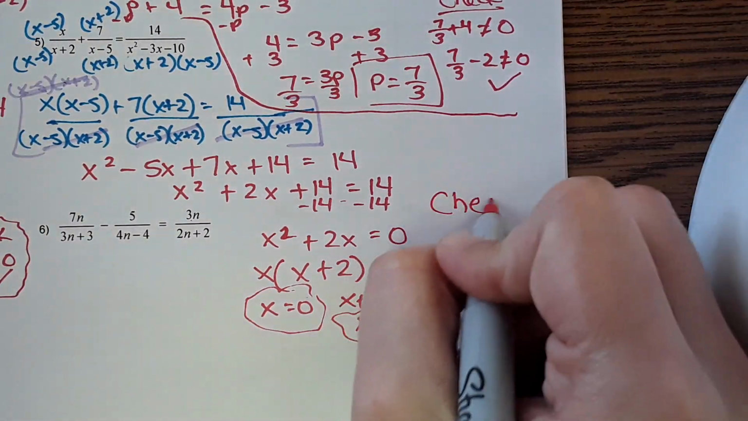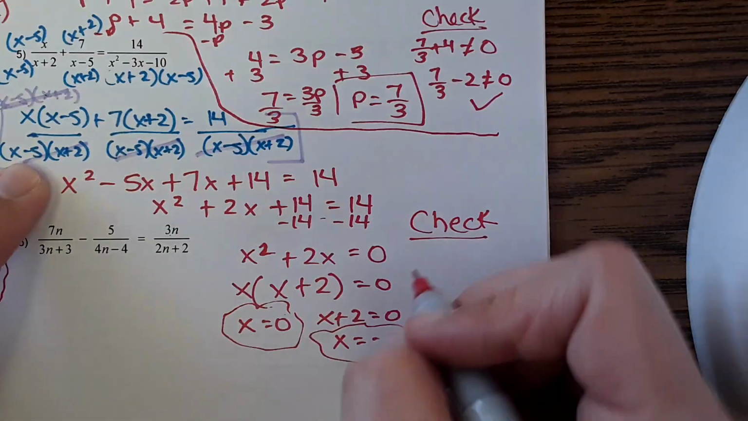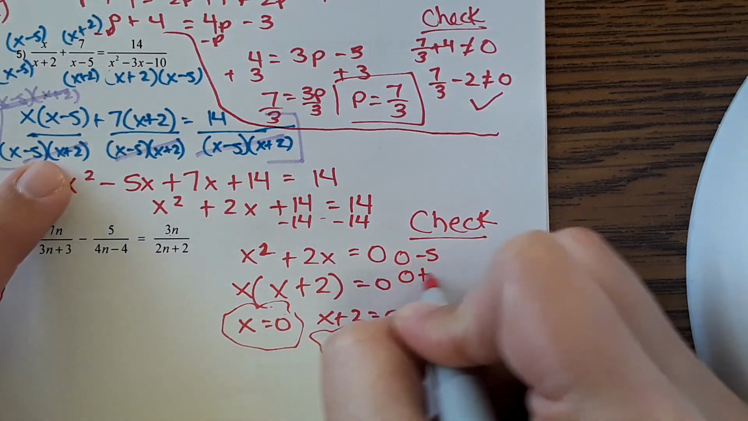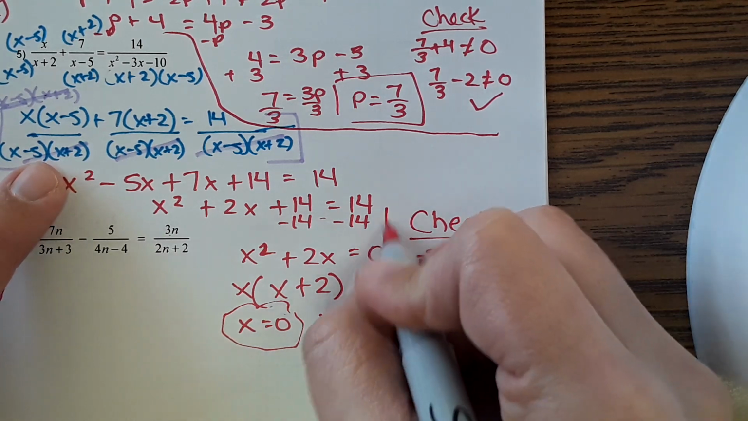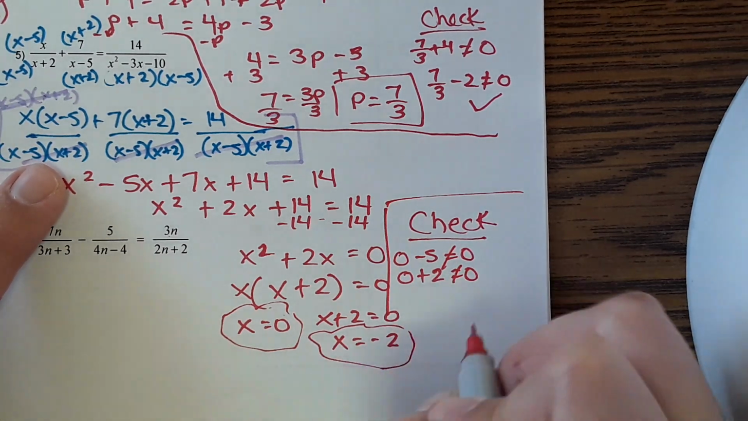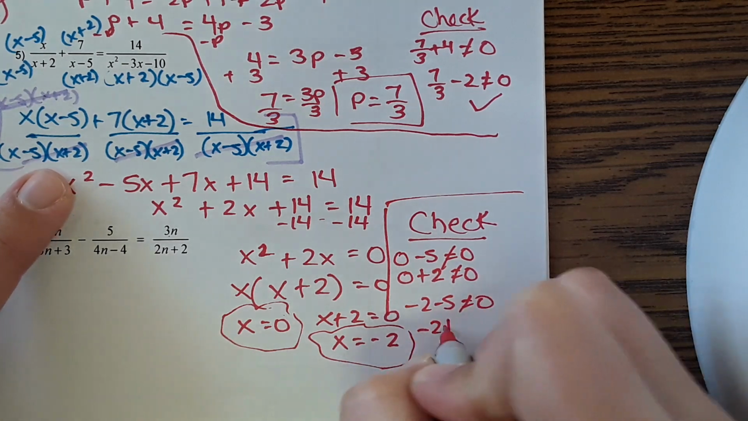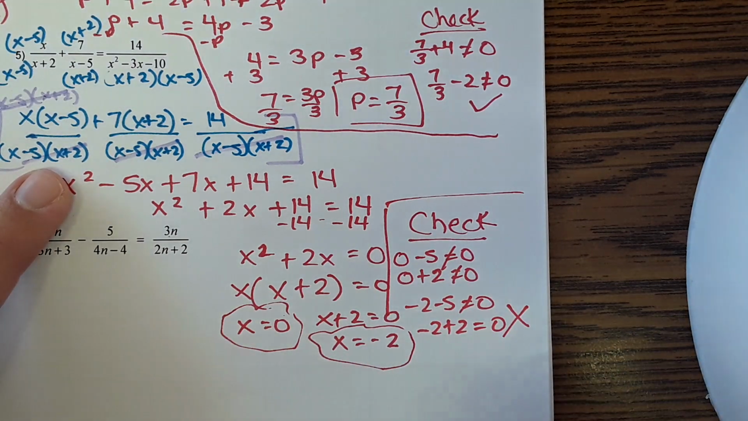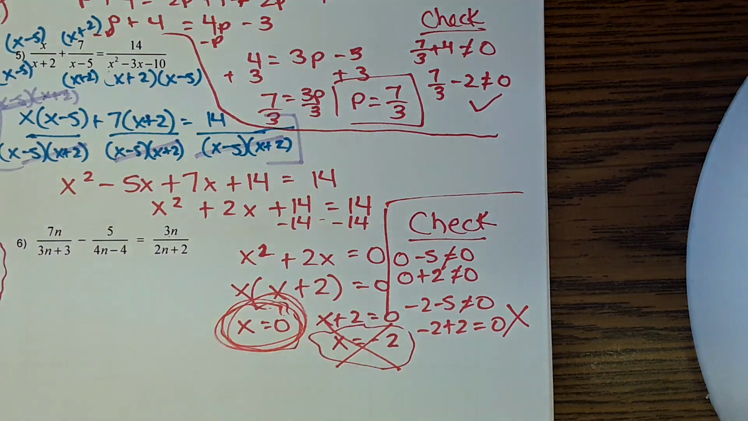But then we go to check it using these two numbers. So 0 minus 5, 0 plus 2 does not equal 0. And then I go to check negative 2. Negative 2 minus 5 doesn't equal 0, that's good. But negative 2 plus 2 does equal 0. That can't happen, so therefore we take out the negative 2, and the answer is just the 0.